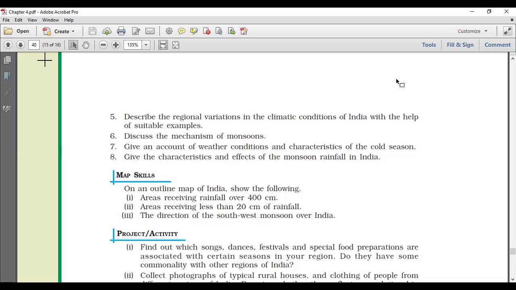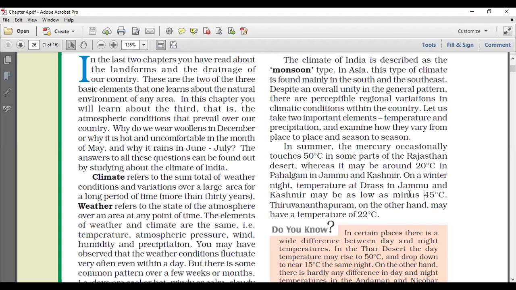Then we talk about the winter season and we say that during the winter season at night, the temperature in Dras in Kashmir may be minus 45 degrees Celsius, whereas in Thiruvananthapuram in Kerala, we have a temperature of 22 degrees Celsius. So this shows how the climatic conditions vary in different regions.